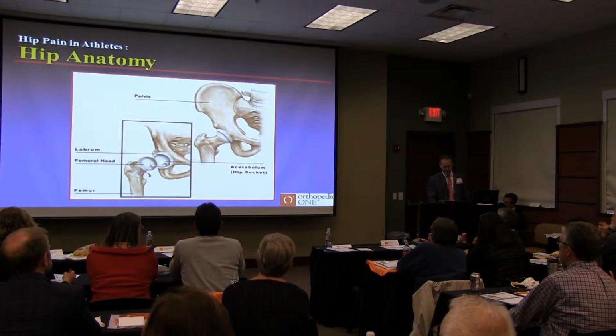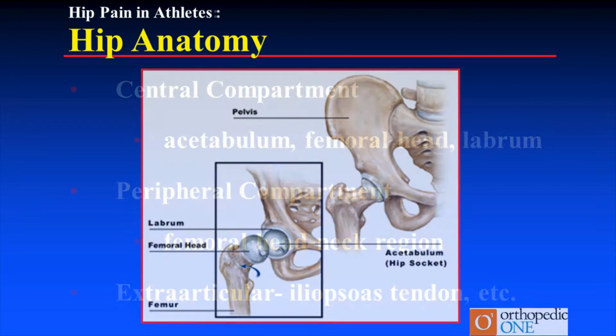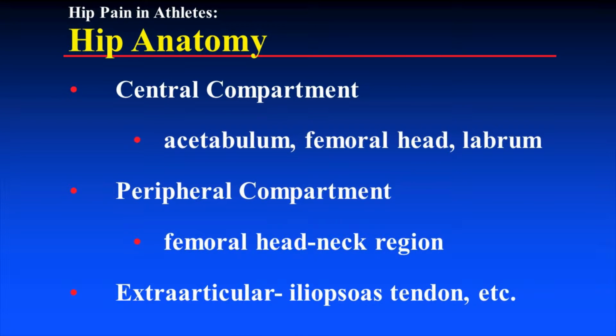So some of the anatomy, you've seen that ad nauseam. Central compartment, this is something that's unique that they didn't mention. So the central compartment we think of, you might hear, that's the acetabulum, the socket, the femoral head, and the labrum. I tell patients the labrum is like a gasket.